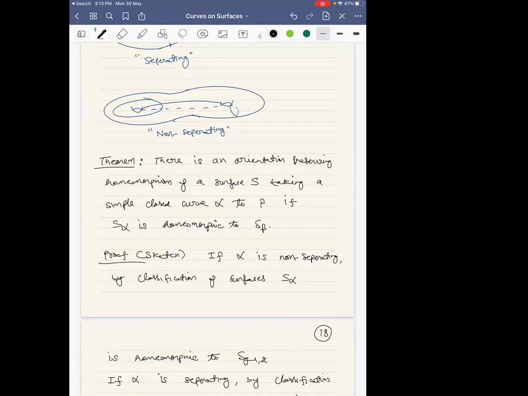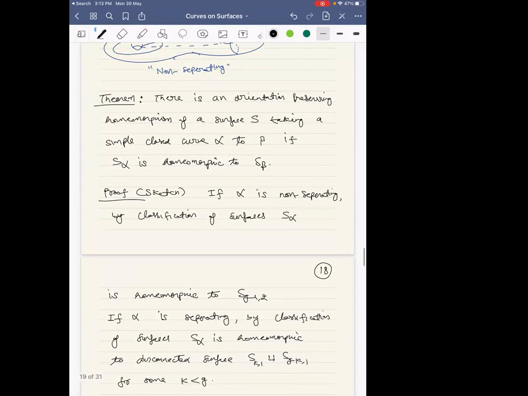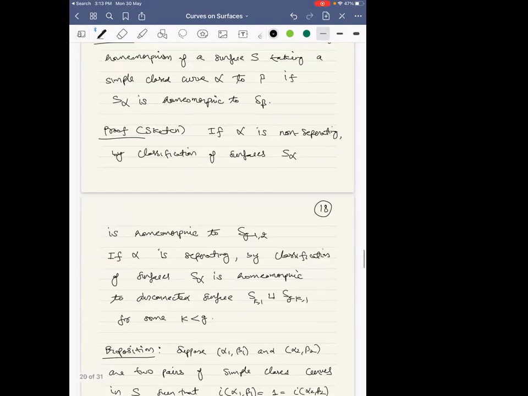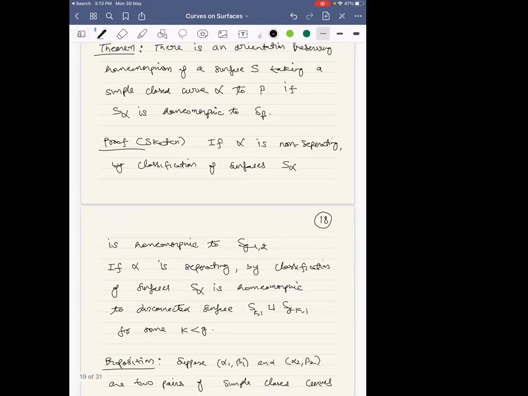One case is if alpha is non-separating. Then you can see by classification of surfaces what your S alpha is. Suppose your S has some genus G, then S alpha will be homeomorphic to a surface of genus G minus 1 with 2 boundary components, right? Because whenever you cut along a non-separating curve, you get 2 boundary components, the surface is connected, and the genus will be 1 less.